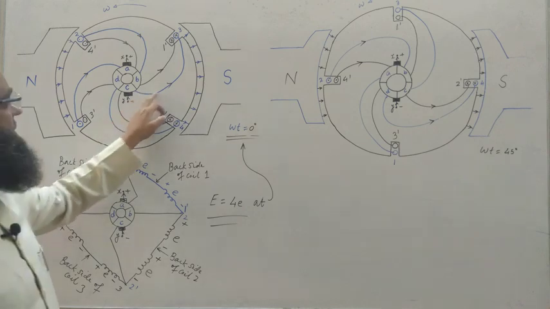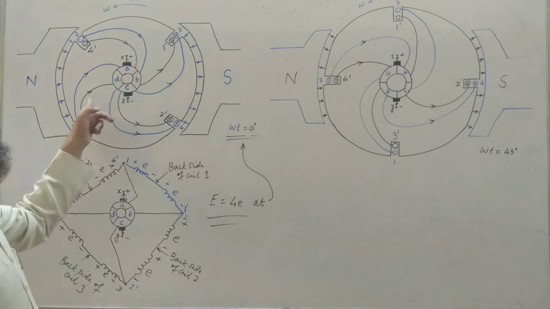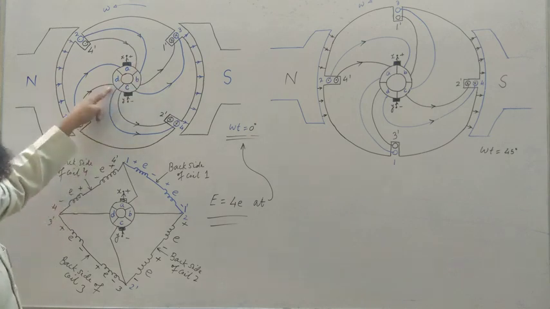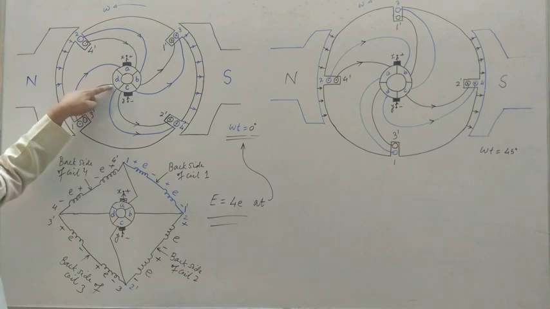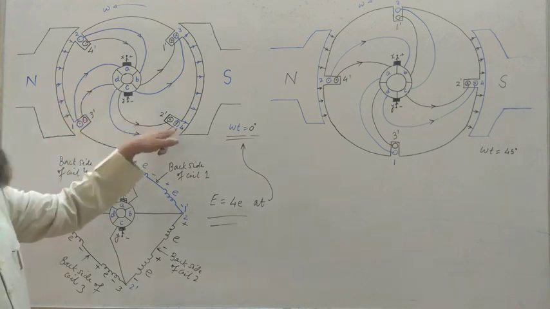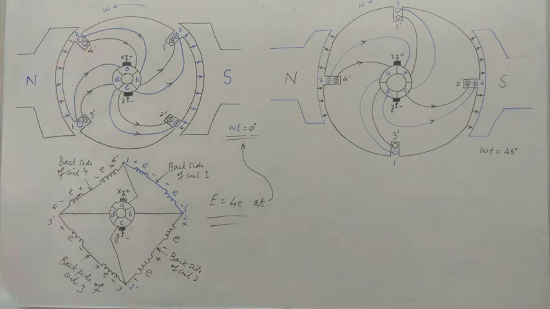So from blue path it goes to 3. Then it will go to 3 dash, and through 3 dash it will go to this segment which is shorting this terminal, that is 4, and then from 4 it will go to 4 dash, and from 4 dash it will go to second terminal. Similarly, what about the other path?